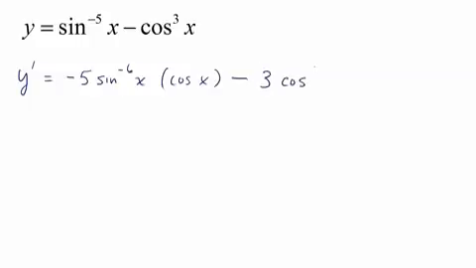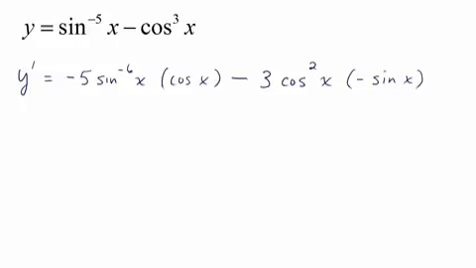The second problem was y equals sine x to the negative 5 minus cosine x cubed. So to find the derivative y prime, we will differentiate each term. So the derivative of sine x to the negative 5 would be negative 5 sine to the negative 6 x. Now go back inside and take the derivative of sine x, which is cosine x. Multiply those together. Minus the derivative of cosine cubed x would be 3 cosine squared x times the derivative of cosine x, which is negative sine x.